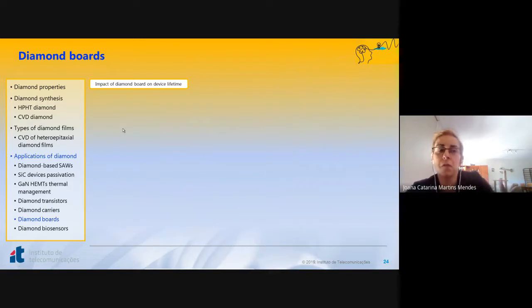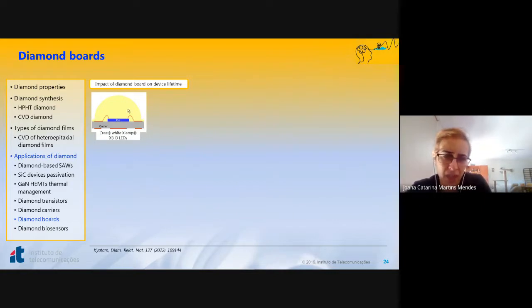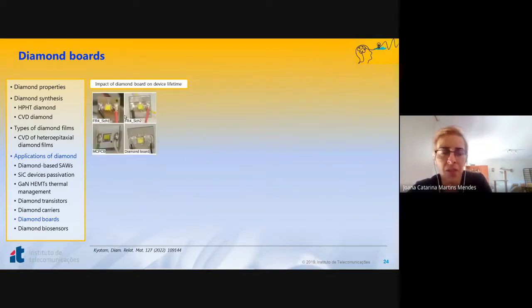But what if we use a diamond board instead of a carrier? So we started now again with the same diodes, but now we mounted these diodes on different boards. Two FR4 boards with and without thermal pads, one metal core PCB, one metal core printed circuit board, and a diamond board.